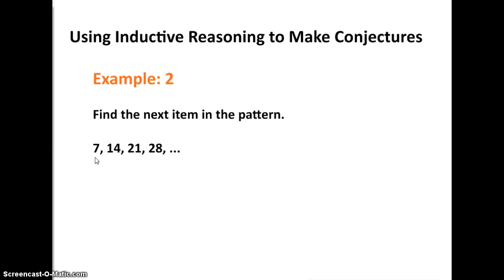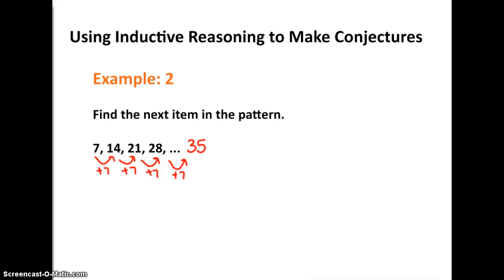On this one, all we're doing is adding 7 each time. So add 7, add 7, add 7. So basically what's happening here is some people might think, oh, I'm multiplying by 2. Well, if I multiply 14 by 2, I don't get 21. So you have to find the accurate pattern. So when I add 7 to 28, you get 35.